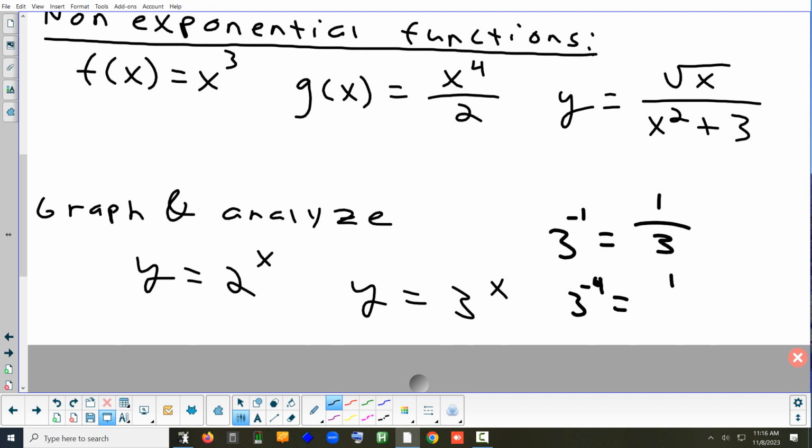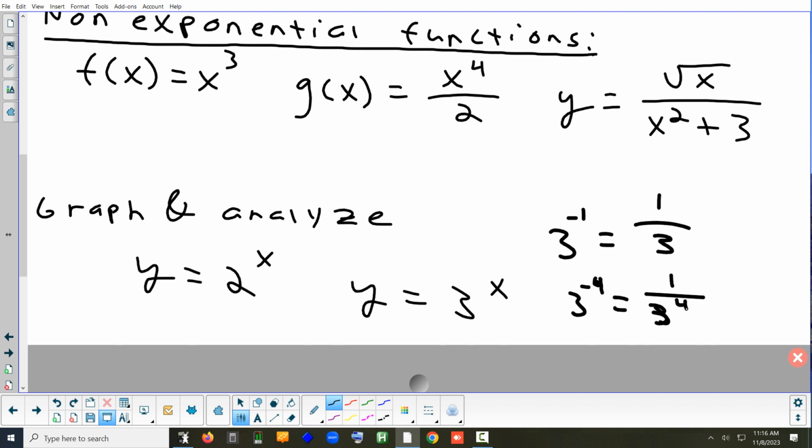1 over 3 to the 4th. Right. So what's happening as the exponent becomes more and more negative, what's happening to the value? Yeah. It's getting closer and closer to 0. Right. It's getting closer and closer to 0.